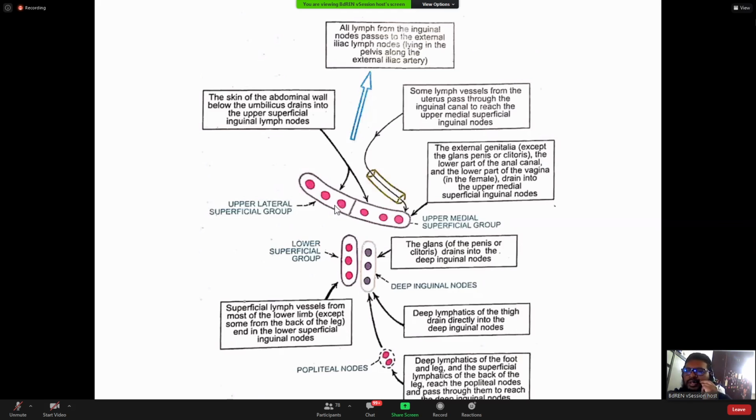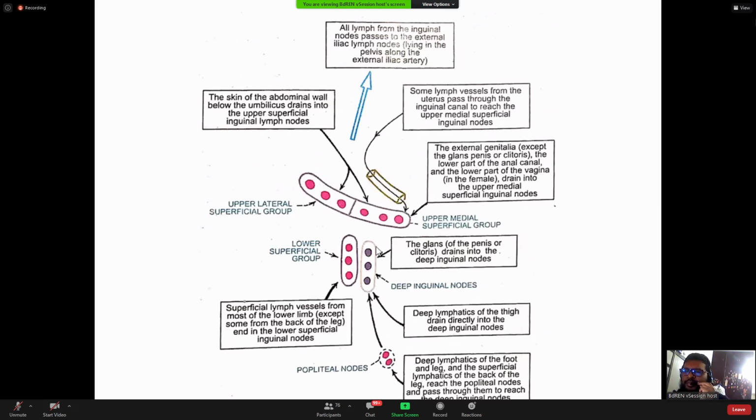This is actually the detail of the lymphatic drainage. The upper lateral superficial group drains the skin of the abdominal wall below the umbilicus and the upper superficial inguinal lymph nodes. These drain to the upper lateral superficial group and partly to the medial one. But some lymphatics from the uterus also pass through the inguinal ligament to the inguinal lymph nodes. This is extra information, from the uterus and from the external genitalia. There is a difference in the drainage of the glans penis, clitoris, and the rest of the external genitalia.